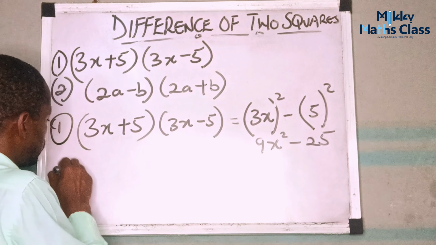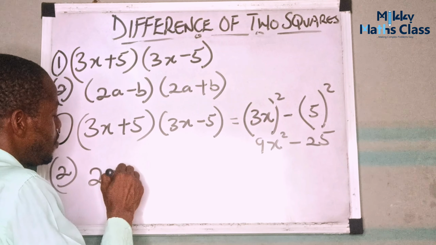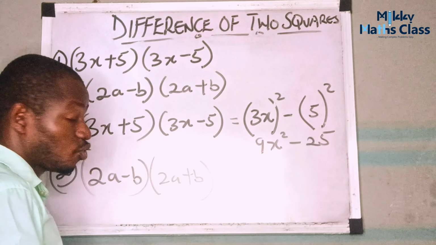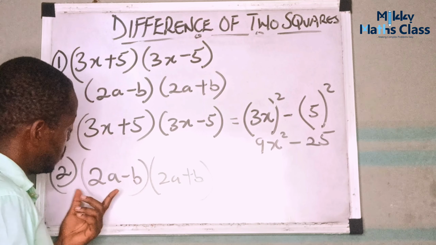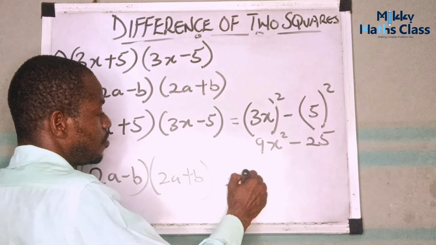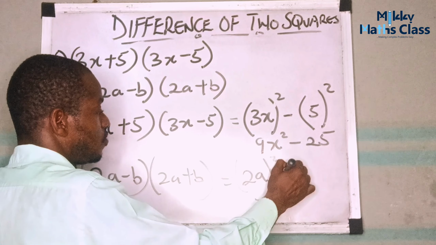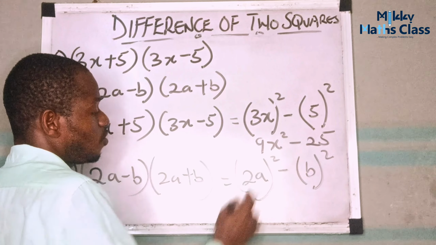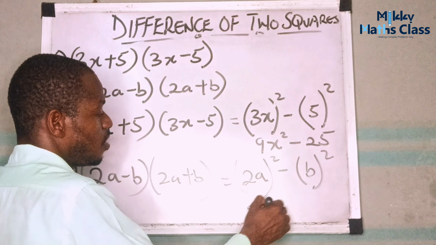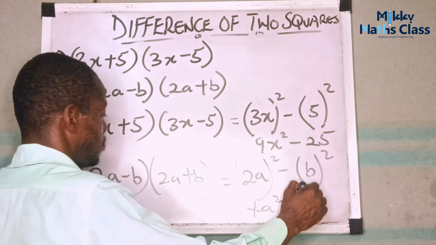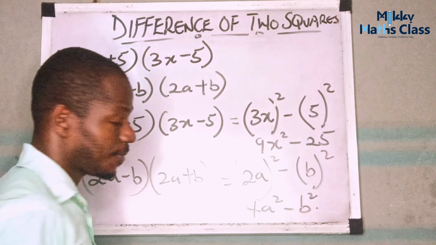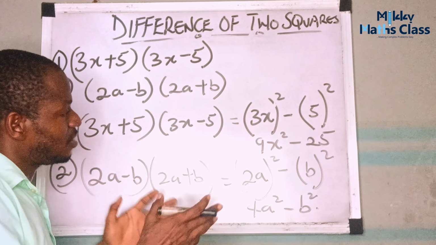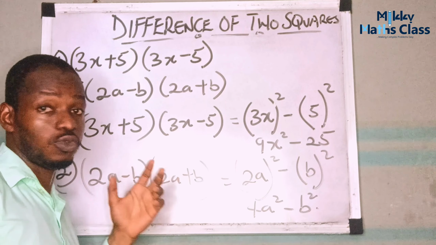The same thing with this one, 2a minus b into bracket 2a plus b. So the square of the first term, which is 2a, minus the square of the second term, which is b. So 2a squared: 2 squared is 4, that's 4a squared, minus b squared. So I've ended up expanding this using the idea of the difference of two squares.